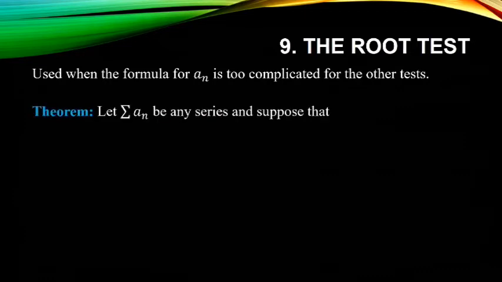Number 9, the root test. It is used when the formula of a sub n is too complicated for the other tests. The theorem states that, let the series of a sub n be any series and suppose that the limit of the nth root of the absolute value of a sub n as n approaches infinity is equal to rho.